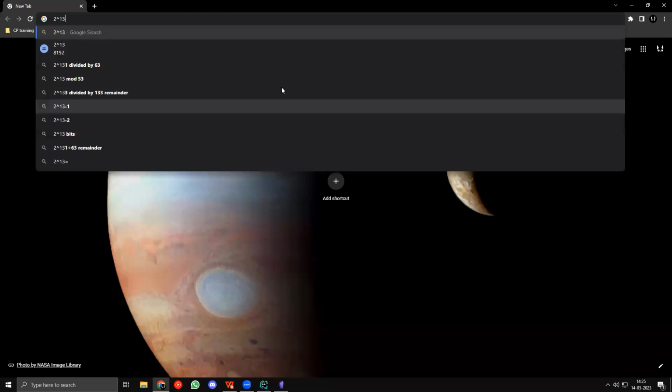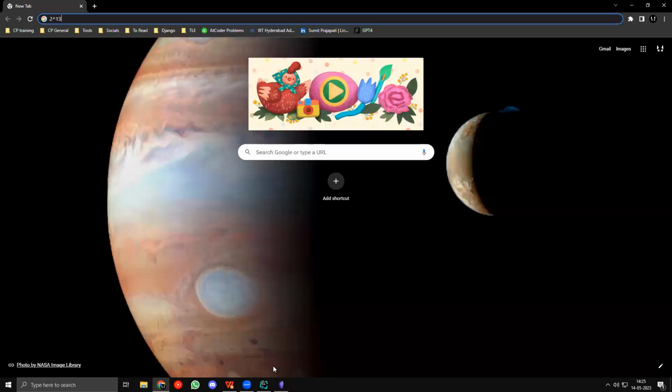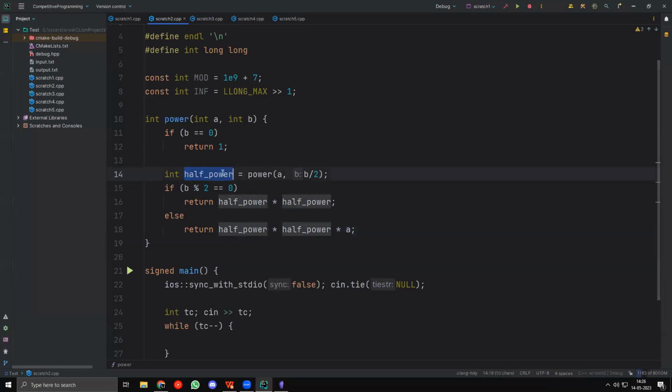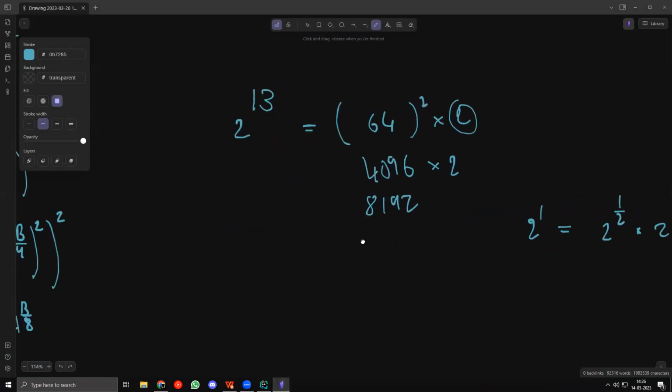Okay, Vineet is asking, can half power be equal to? Okay, that's a good question, Vineet. Can we take, instead of half power, let's just name it power value or something, right? Vineet is asking, can we replace this half power equal to power of a comma b by 2 into power of a comma b by 2? Now, this is a good question, but there is a small issue with this, right? We will see the issue soon. But for now, let's just look at how this would work.